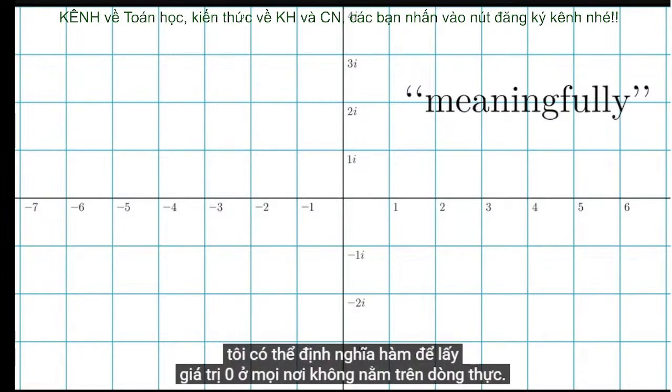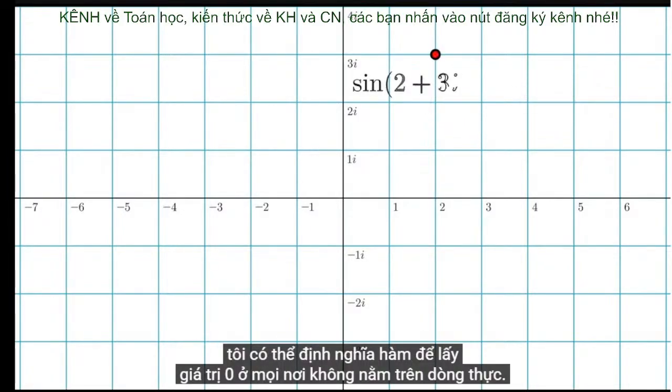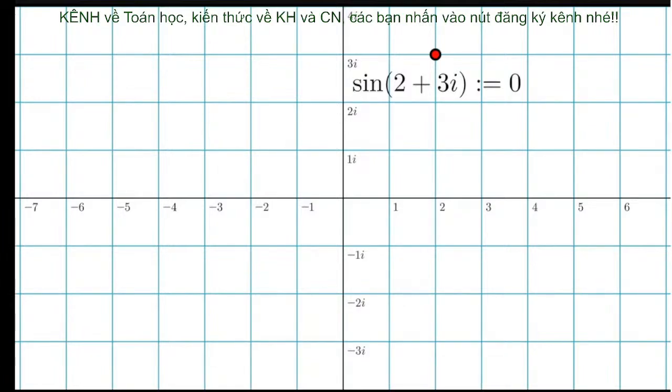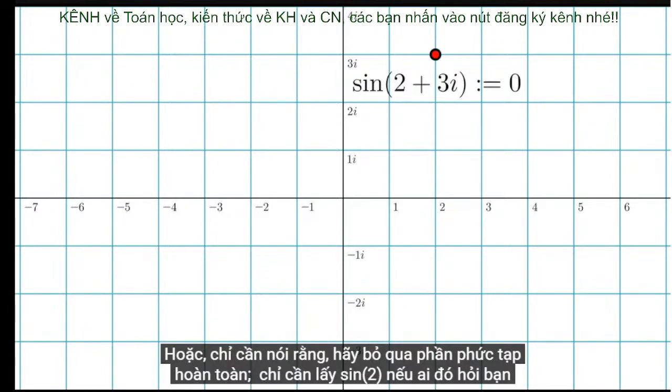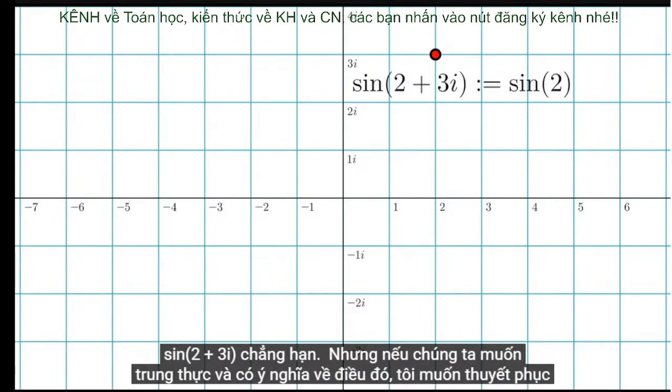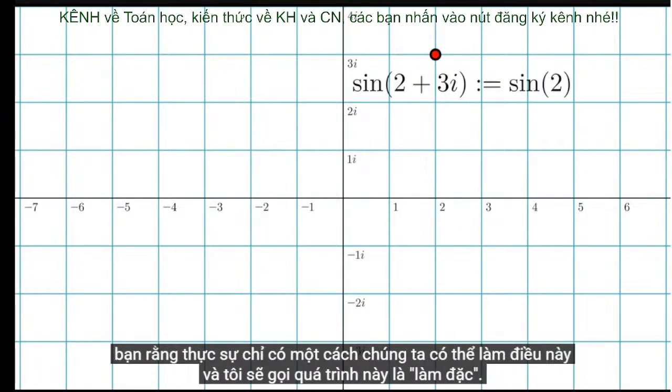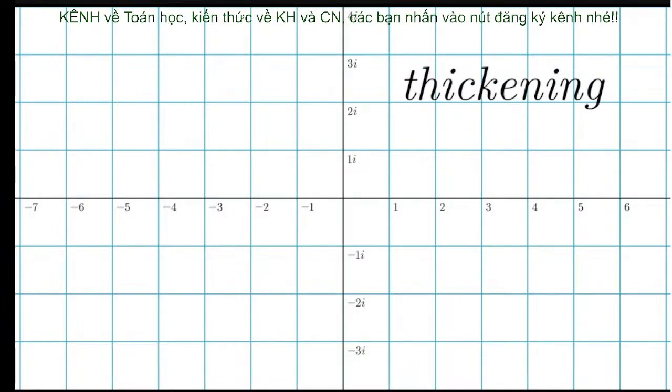For example, I could just define the function on the real line. Or just say, well, ignore the complex part altogether, just take the sine of 2 if someone asks you for the sine of 2 plus 3i, for example. But if we want to be honest and meaningful about it, I want to convince you there's really only one way we can do this. And I'm going to call this process thickening.